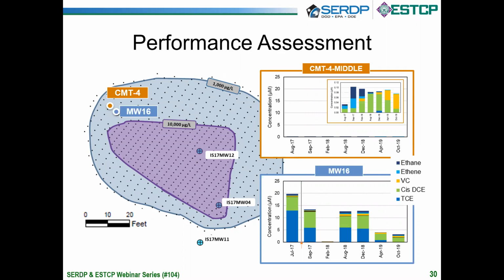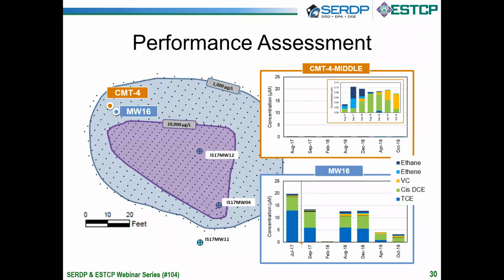In the small inset that's in the CMT4 graph, you can see that change in concentration within the reaction column. So again, we're seeing different proportions of daughter products showing up, but concentrations are much lower in the CMT than they are in the monitoring well. And again, just to drive that point home, the CMT and the monitoring well are only about 2 to 4 feet apart.